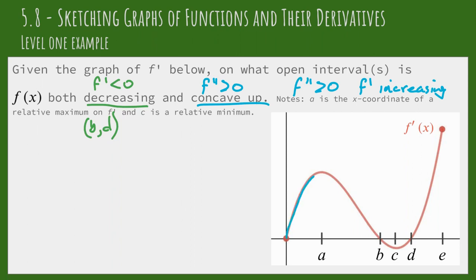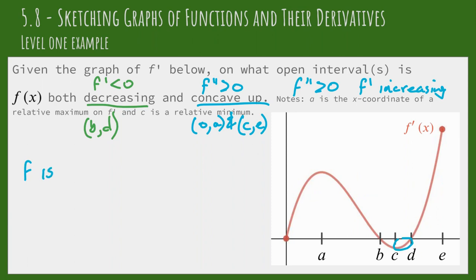So from 0 to a, f double prime is going to be positive. That does not overlap with our decreasing interval, though, so that's not very useful. But it's also going to be increasing from c to e, and part of that does overlap. So it's concave up from, I'll include both of these for now, 0 to a and c to e. But where it is both decreasing and concave up, it has to meet both of these criteria. So we're looking for where not only is the graph of f prime below the x-axis, but also increasing, and that's going to be the interval here from c to d.